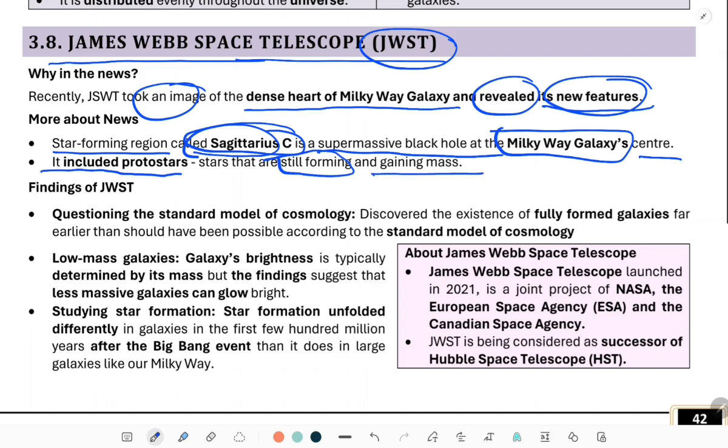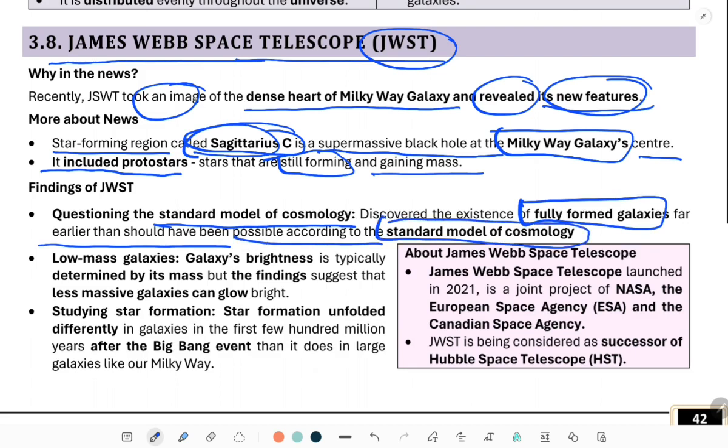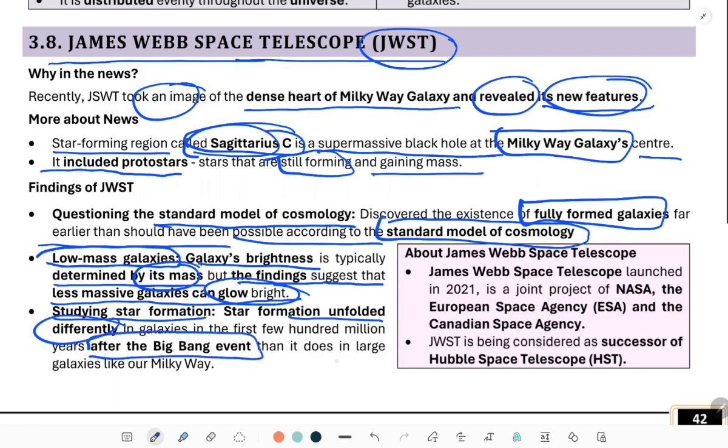We'll see the key findings of this James Webb Space Telescope. Questioning the standard model of cosmology, it discovered the existence of fully formed galaxies far earlier than should have been possible according to the standard model of cosmology. A galaxy's brightness is typically determined by its mass, but findings suggested that less massive galaxies can glow bright. Studying star formation, it unfolded differently in galaxies in the first few hundred million years after the Big Bang than it does in large galaxies like our Milky Way.